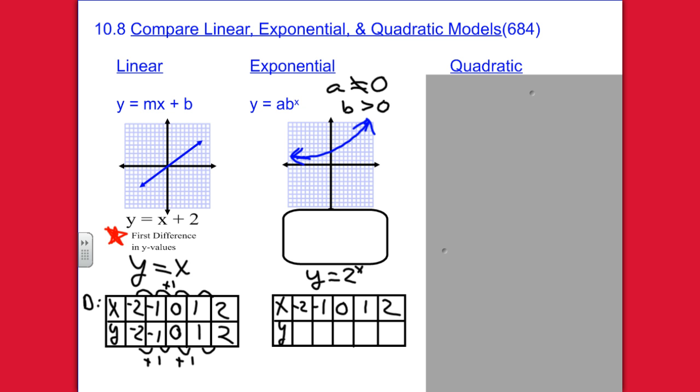Let's start easy. 2 to the 0 is? 1. 2 to the first is? 2. 2 to the second? 4. How about 2 to the negative 1? 1/2. Good job. That's 1 over 2, right? So 2 to the negative 2 is? 1 over 4. Good job.